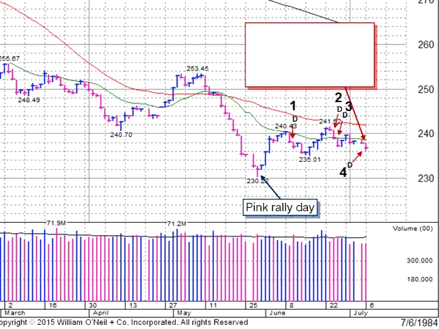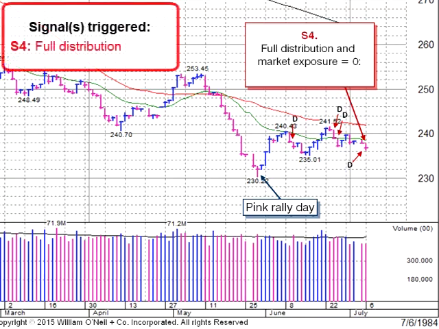Full count of distribution is an S4. Now what happens when you have zero market exposure, your count is 0 from the previous sell signal, and you have full distribution? The buy switch turns off. So now you're waiting for another follow-through day.